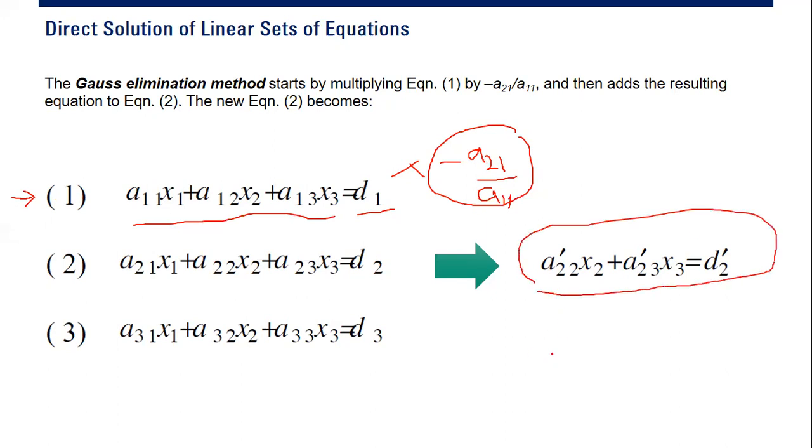Please note that we have A22 and this x2, and so on and so forth. So you get a new equation. After you multiply equation one with this, you add the resulting equation to equation two, and we get a new equation two, which is this one. Just bear with me. This is how we find the solution using the Gauss elimination method.